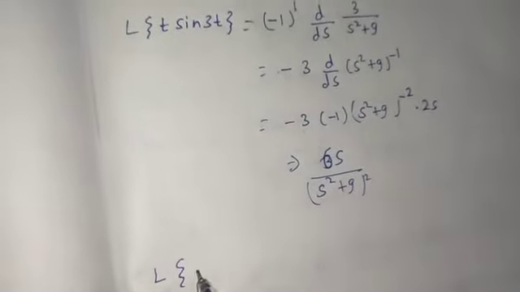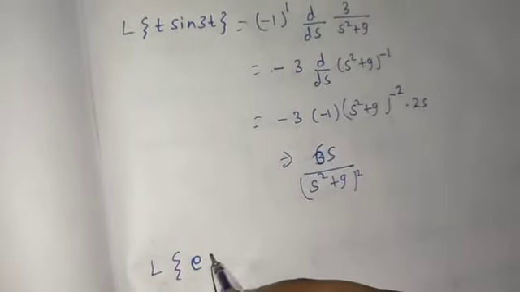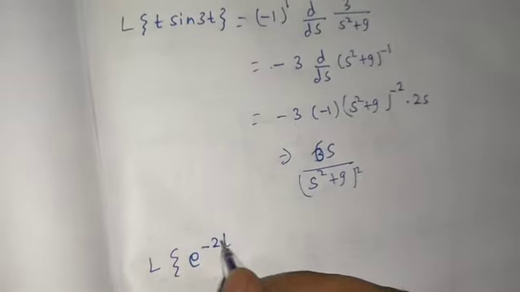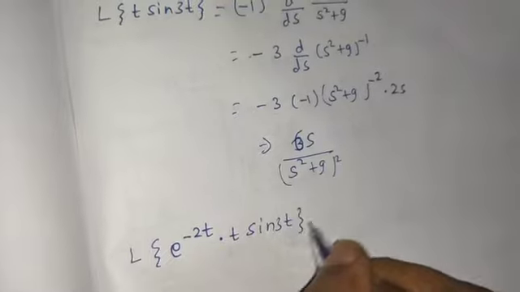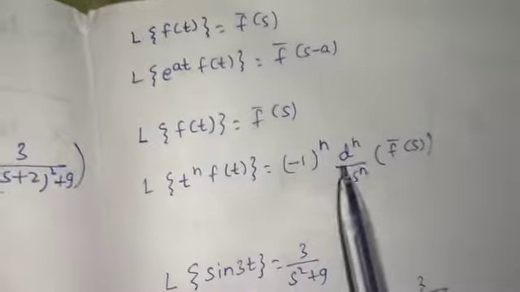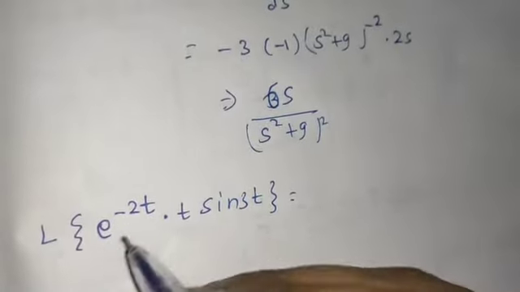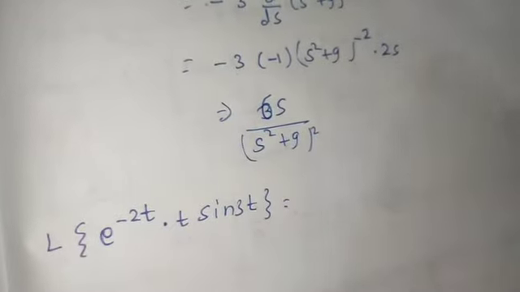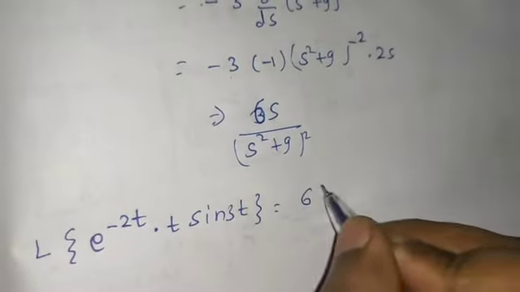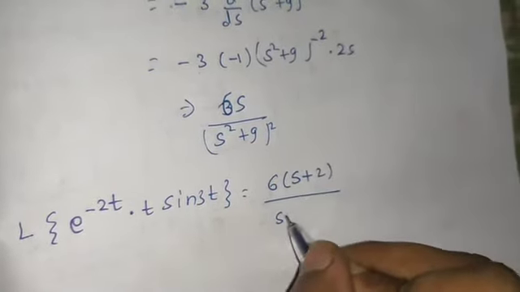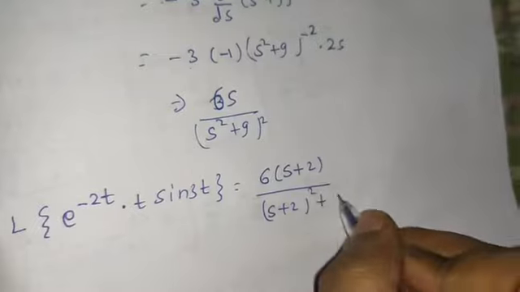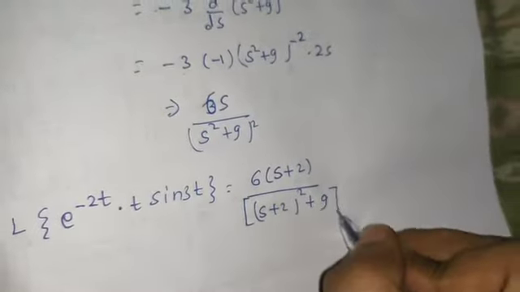So Laplace of e power minus 2t into t into sin 3t. If you use the first shift, what I told, just replace s by s minus a. So here s will be replaced by s minus minus a, that is s plus a. So replace s by s plus 2: (s plus 2) whole square plus 9 and this whole square.